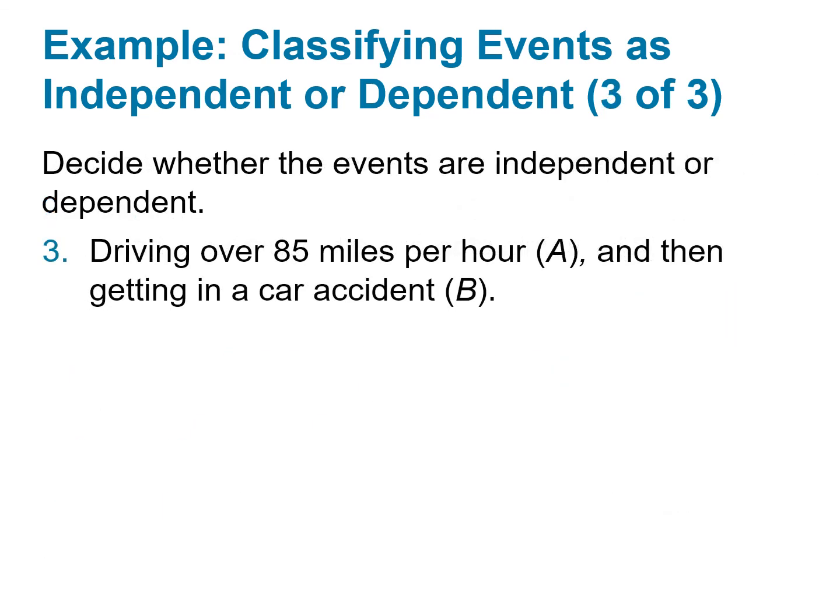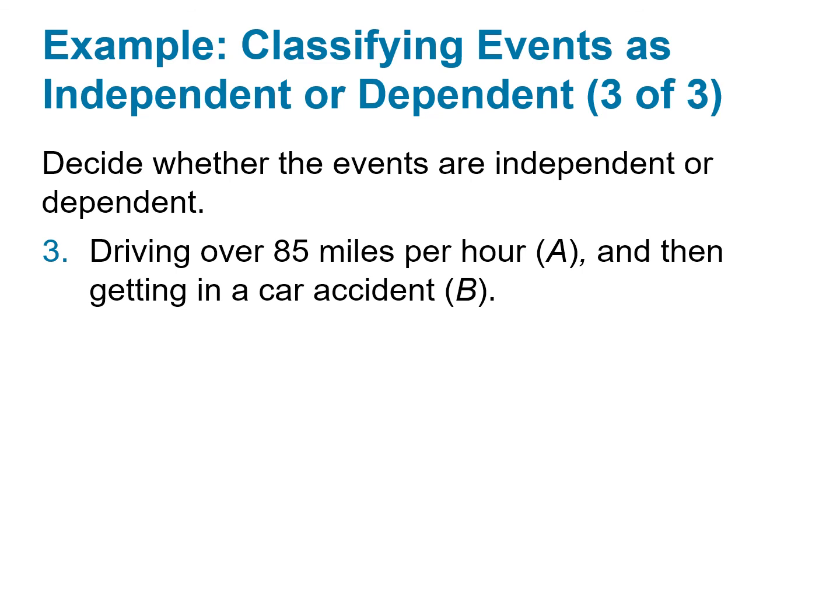Now this next one's very subjective. I'm not sure if I really like this example, but I'm going to go through it anyway because I can kind of give a little bit of reasoning as to why this might be true. Okay? It's driving over 85 miles per hour and then getting in an accident. Well, we can probably say driving over 85 miles per hour, that's probably reckless driving. And so if we are doing that, then the likelihood of us getting in an accident is probably going to change. It's probably going to increase.